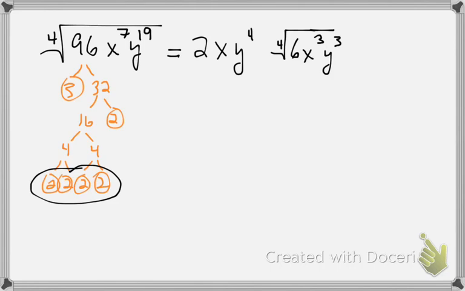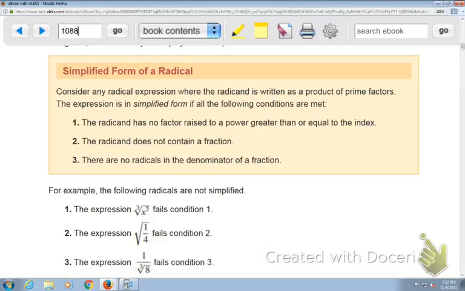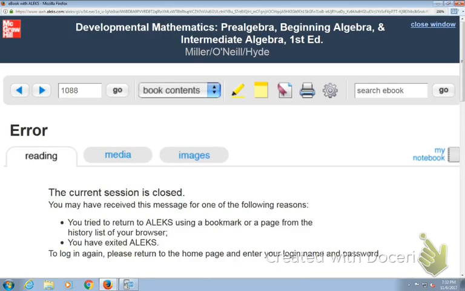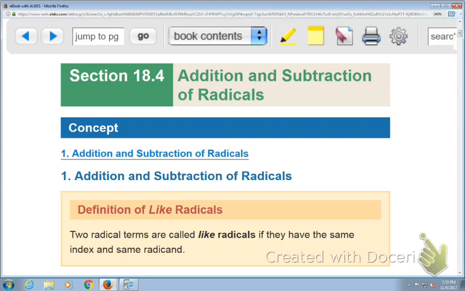All right. So once we're comfortable simplifying, next step, in 18.4, we have addition and subtraction of radicals. Right? Once we've defined them, once we can simplify them, next thing up is being able to add them and subtract them.